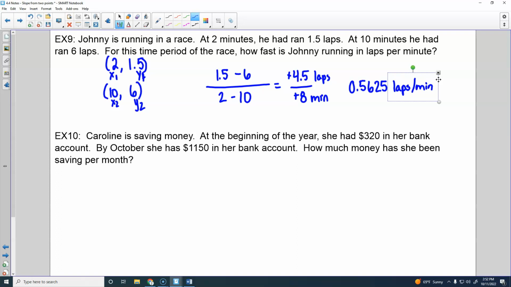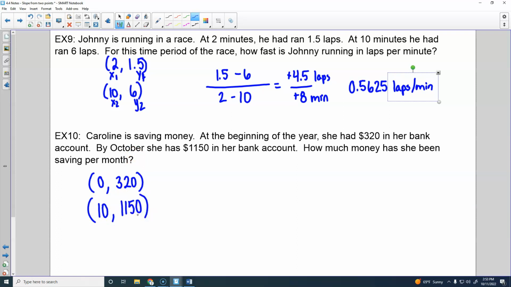All right, let's do one more. I think this is the last one, isn't it? Okay, so Caroline is saving money. At the beginning of the year, she had $320 in her bank account. By October, she has $1150 in her bank account. How much money has she been saving per month? So, beginning of the year, we could call that 0, and she had $320. October, what should we call that? Let's call it 10 and $1150.